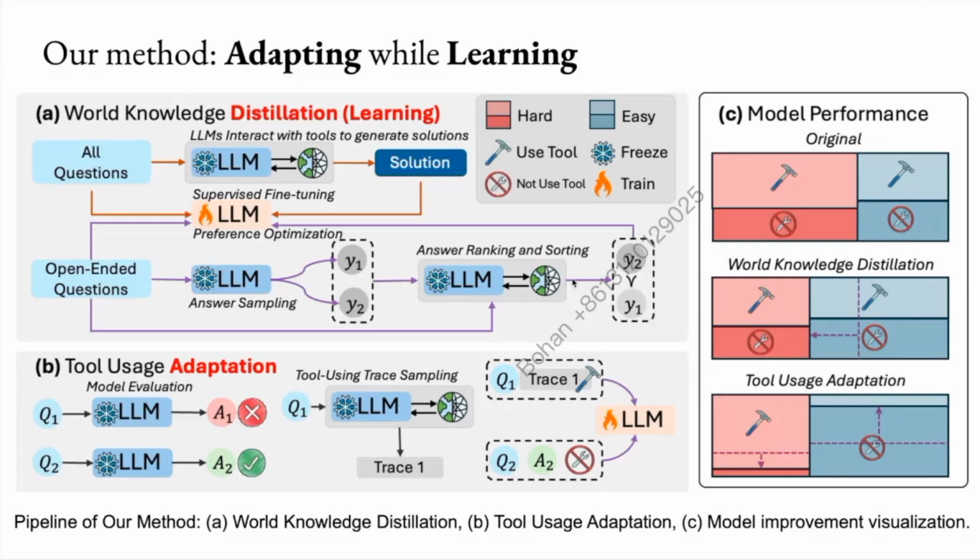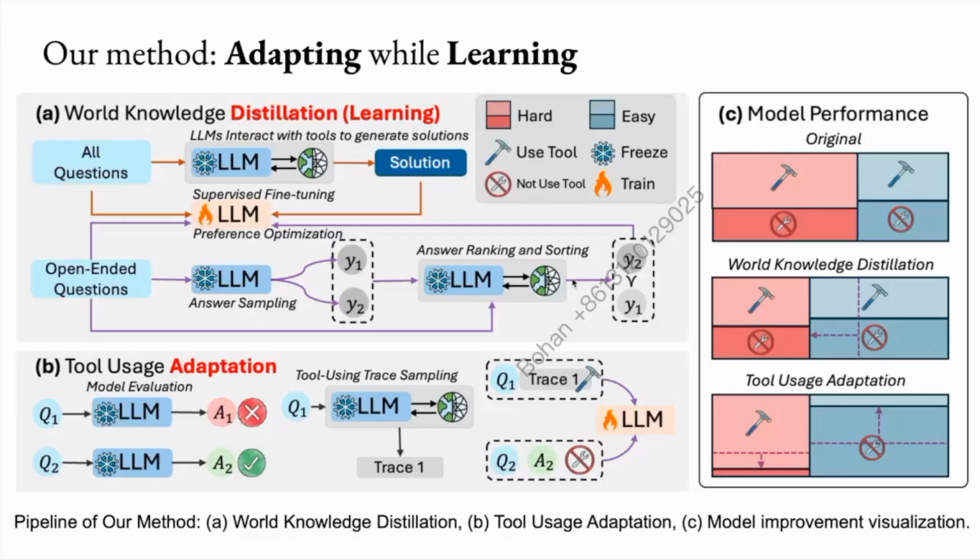Our approach consists of two key phases. The first phase is called world knowledge distillation, which is shown in panel A, which is the learning part. For all questions, the large language model interacts with tools to generate reliable solutions, which are then used for its own training through supervised fine-tuning.